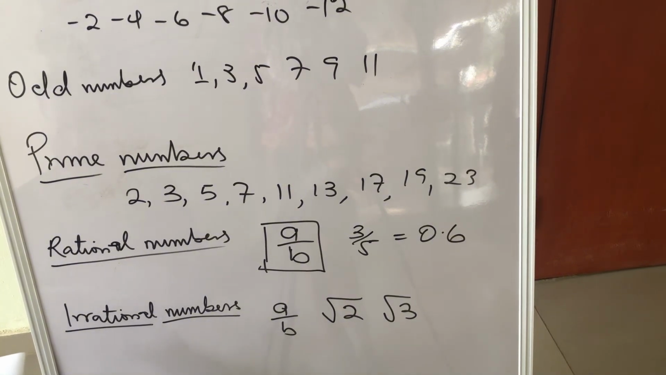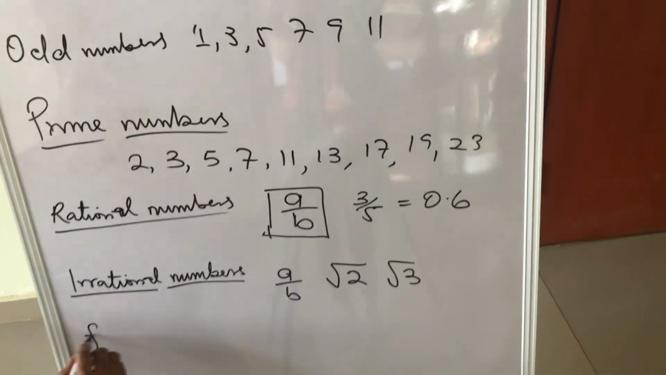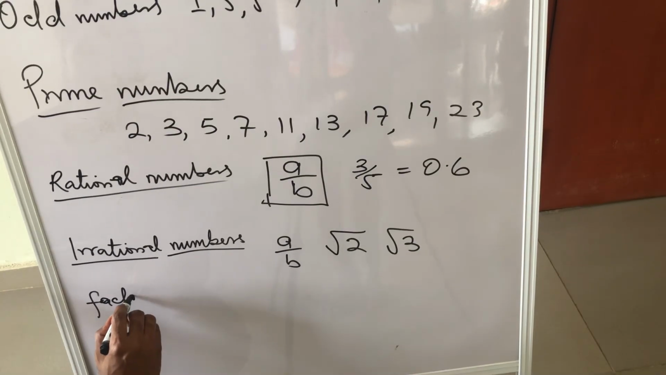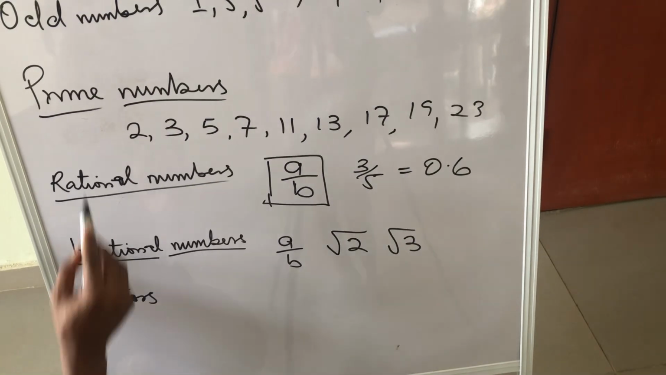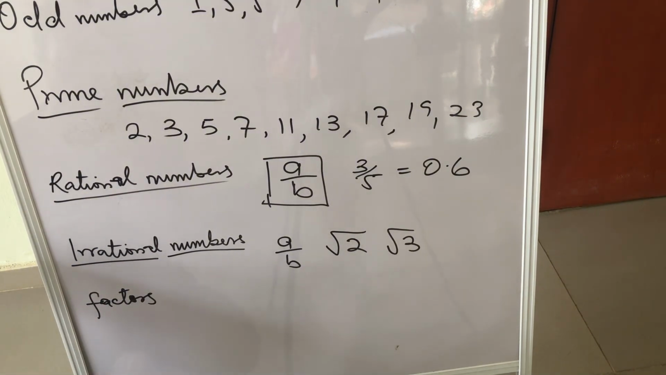Then the next thing we're going to be talking about is prime factors. But before we talk about prime factors, let's talk about what factors are. What are factors? I mentioned before that prime numbers are numbers that have two factors, which is themselves and one. So the question is, what are factors? Factors are simply numbers that can divide another number exactly without any remainder.